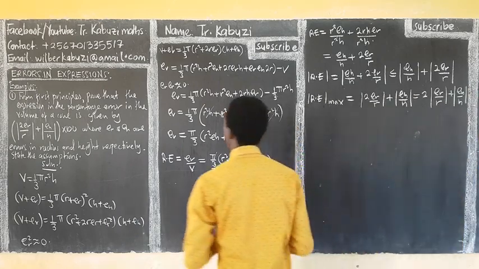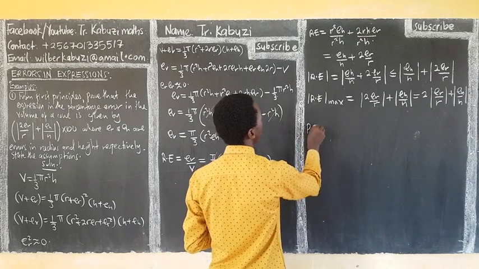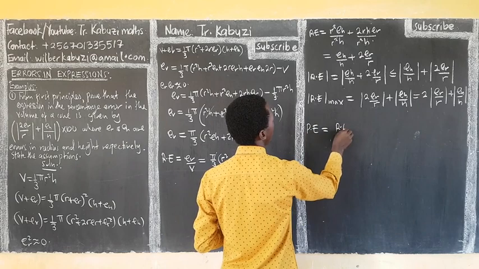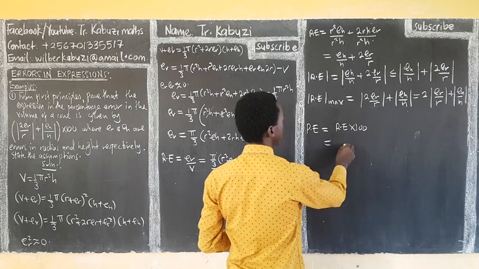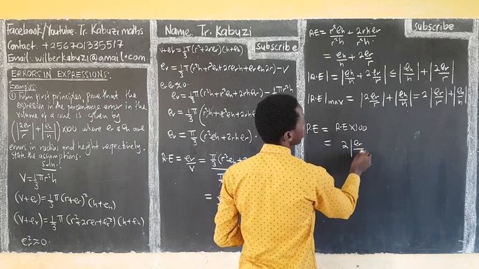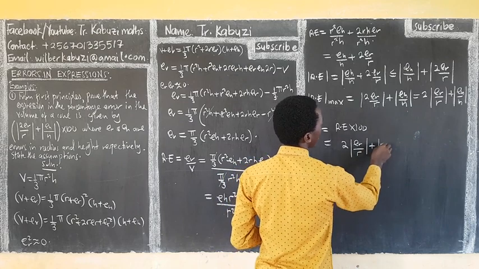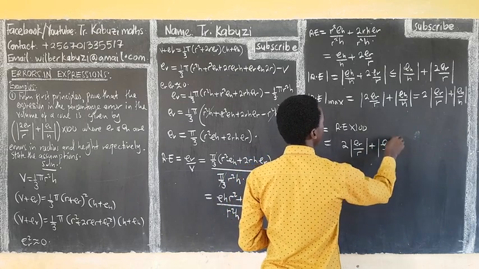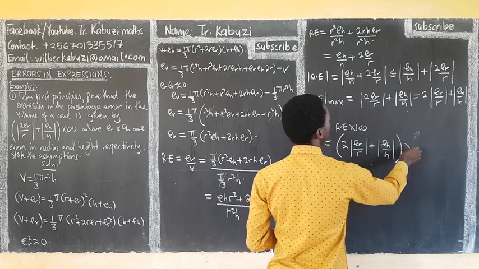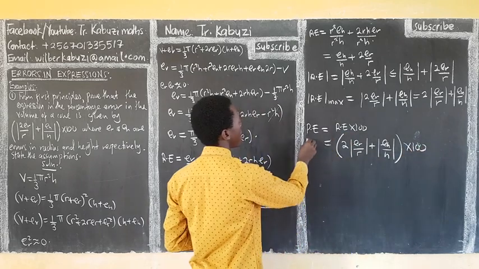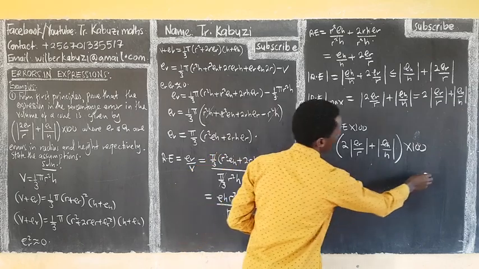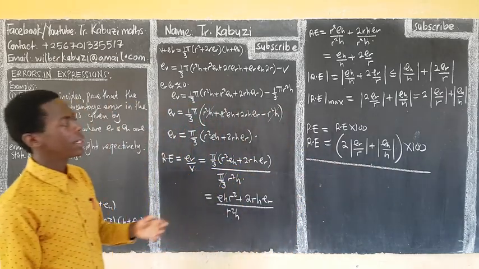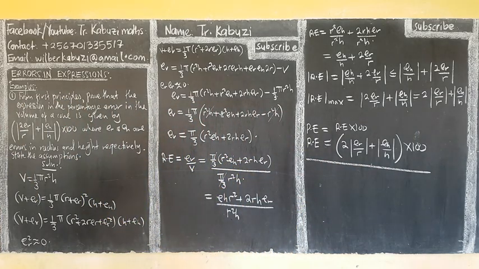So now, if we're going to get a percentage error, we said our percentage error is going to be the relative error times 100. So this is the relative error we got, which is 2 times the error in radius over the radius, plus the error in the height over the height. But remember, multiply this by 100, and that will be our percentage error. And so that's how we handle this question, and that's how we do it from first principles. Okay, so that's it, members. I wish you well.